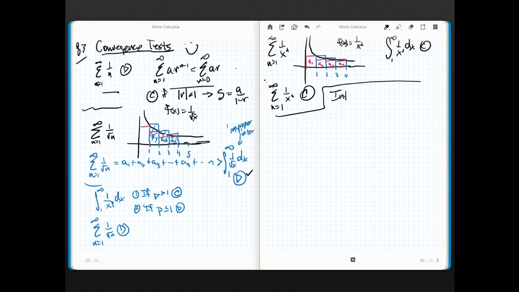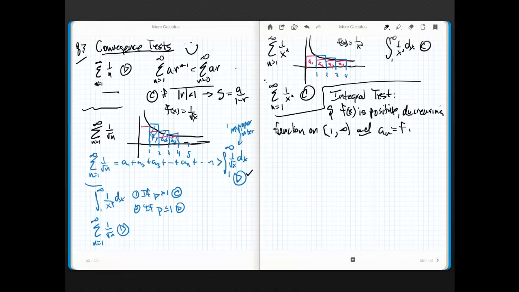It's your first real test other than one of your home bases. It's called the integral test. All that it says is, suppose that f of x is a positive, so it lives above the x-axis, decreasing function. Whoops, not function. I don't even know what a function is. Sounds gross. Function, sorry guys, on the interval from 1 to infinity, and a sub n equals f of n. So there's our supposition.